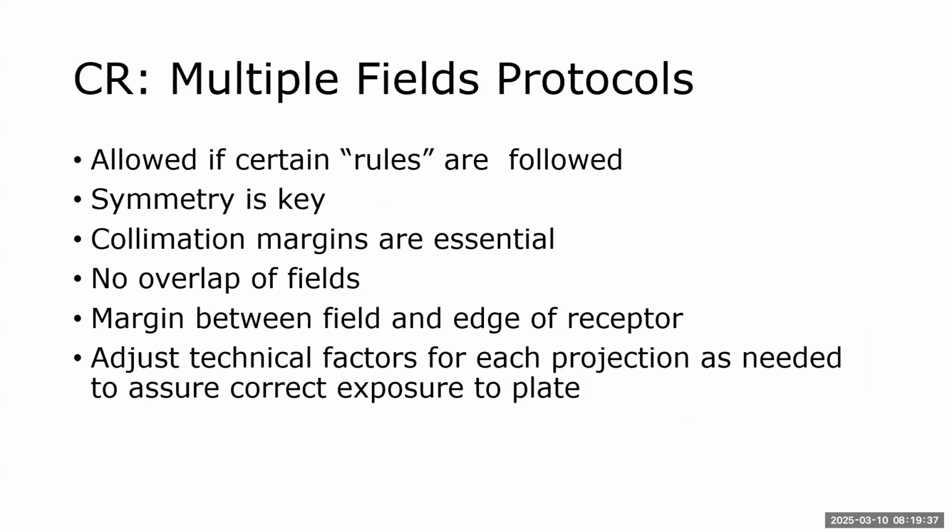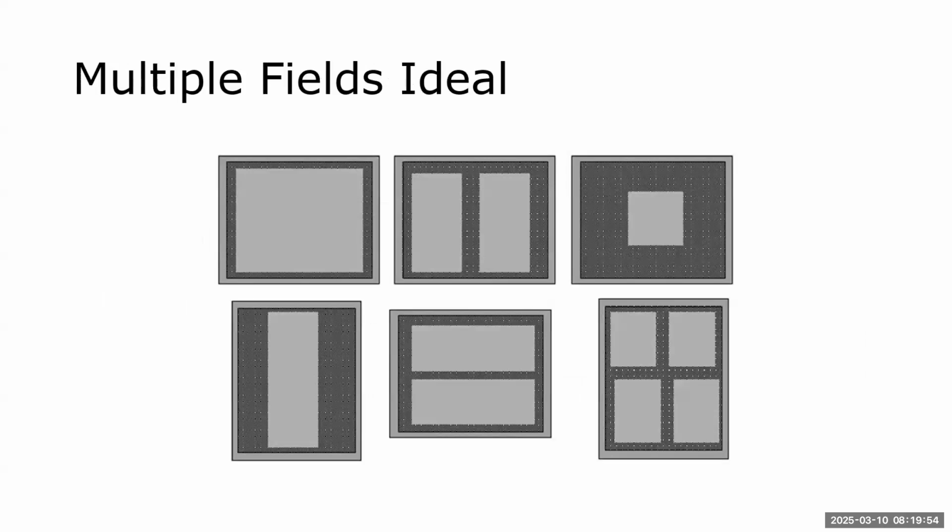So here are the multiple field protocols. Symmetry is key. Collimated margins are essential. No overlap of the fields. You needed to have a margin between the field and the edge of the receptor. Adjust the technical factors for each projection as needed. In other words, if you were doing, say, a PA hand and a lateral hand on the same cassette, you would still need to change your technique from PA to lateral to compensate for that change in thickness.